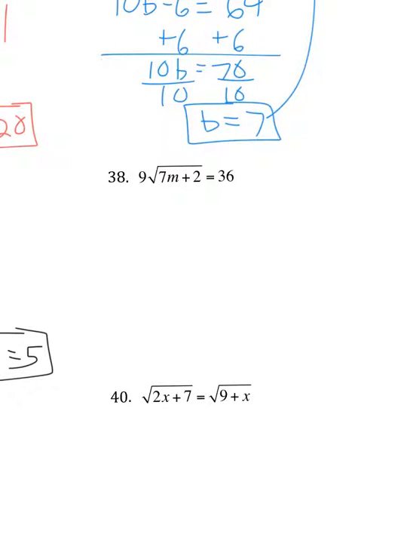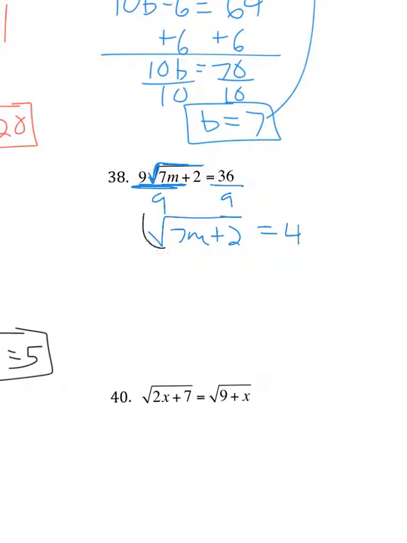Now, if you want to deal with 38, again, you got to get that radical by itself. Well, I got to get rid of this 9 then. So to get rid of the 9, in this case, it's right next to the radical, which means it's being multiplied. Opposite of multiplied is divide, so I'm going to divide both sides by 9. So what I'm left with is 7m plus 2. The square root of that equals 4.